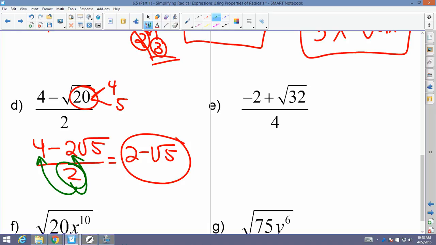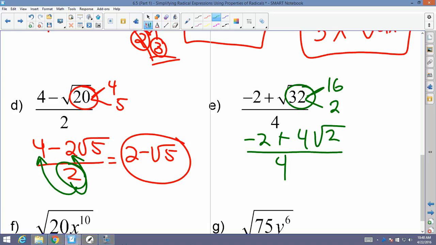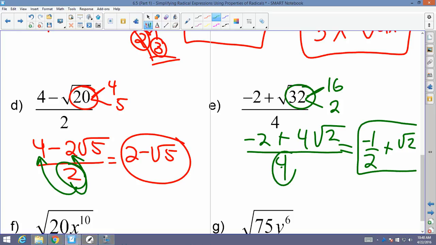Next, I've got negative 2 plus the square root of 32. Excellent job, brothers. 16 and 2, so that's 4 square root of 2 over 4. Now, in this case, negative 2 divided by 4 is negative 1/2, plus 4 divided by 4, that's just 1. So I've got a square root of 2 left. Because remember, this 4 goes to the negative 2 and to the 4.